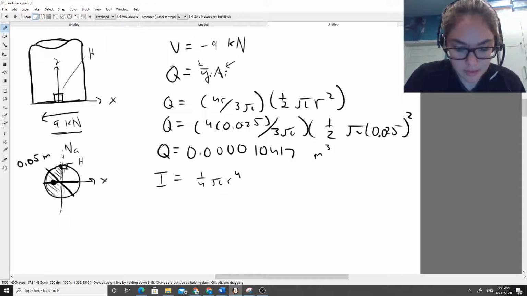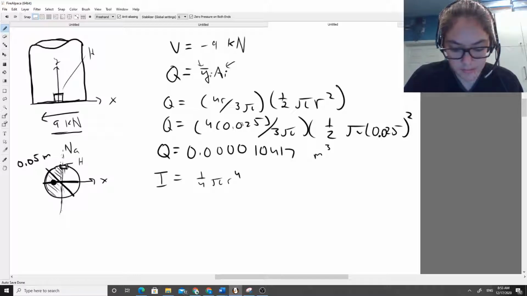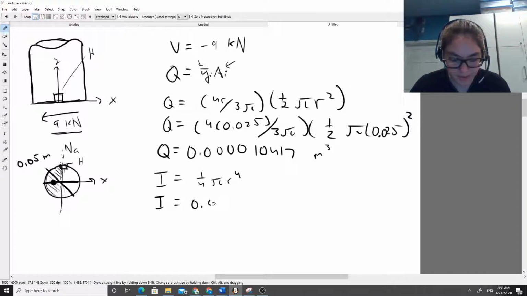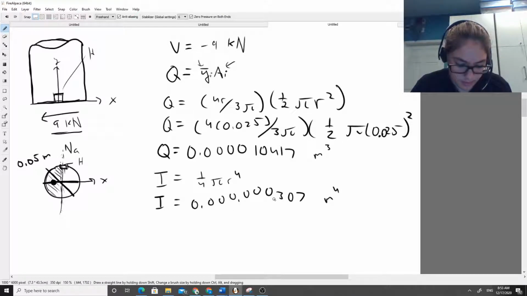Times pi, and divided by 4 is going to give me an I of 0.000000307, and that's going to be in meters to the 4th. That's your number for I.